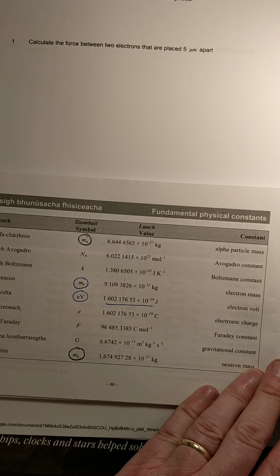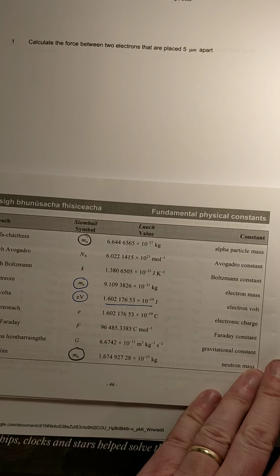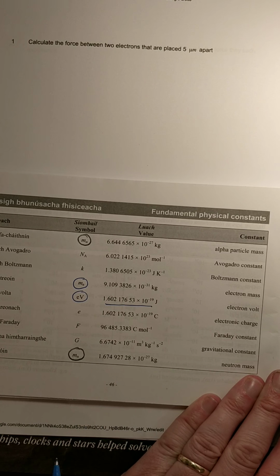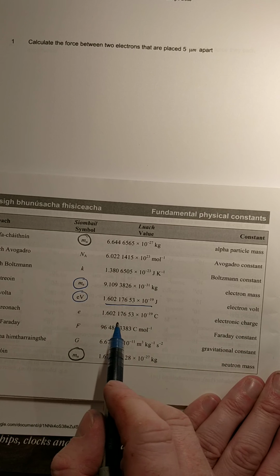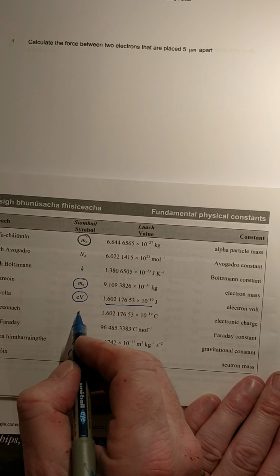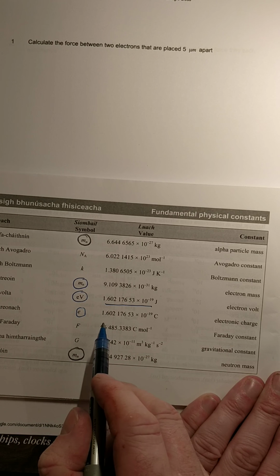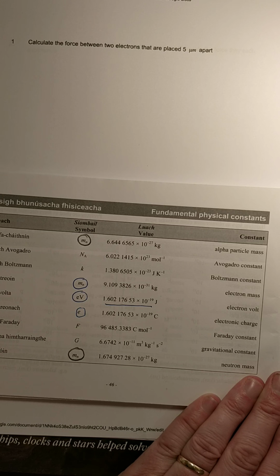Lesson 1, and it's Coulomb's law calculations. But before we start, I'm going to go to page 46 and we'll look at some new information we have. So the charge on the electron, which we've already used for changing electron volts to joules, is now going to be very important. So the charge of the electron, 1.6 by 10 to the minus 19 coulombs.